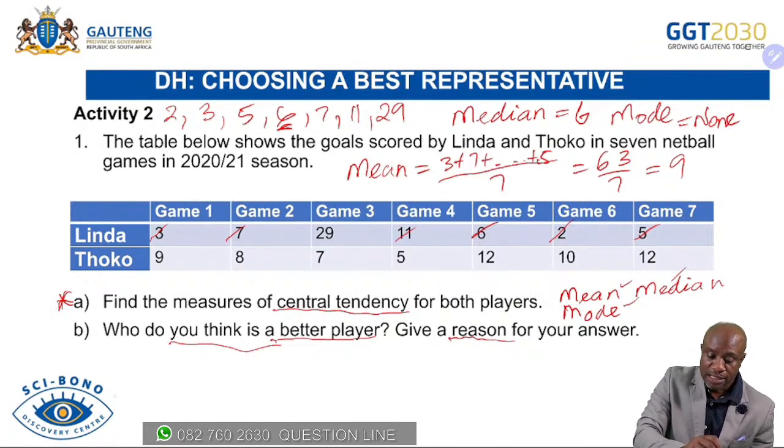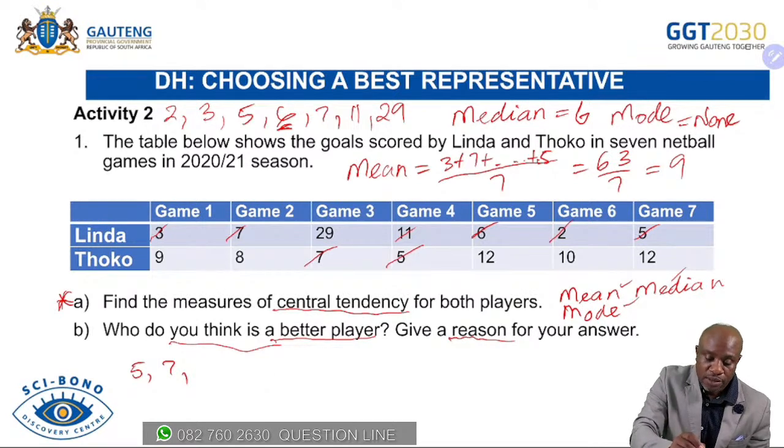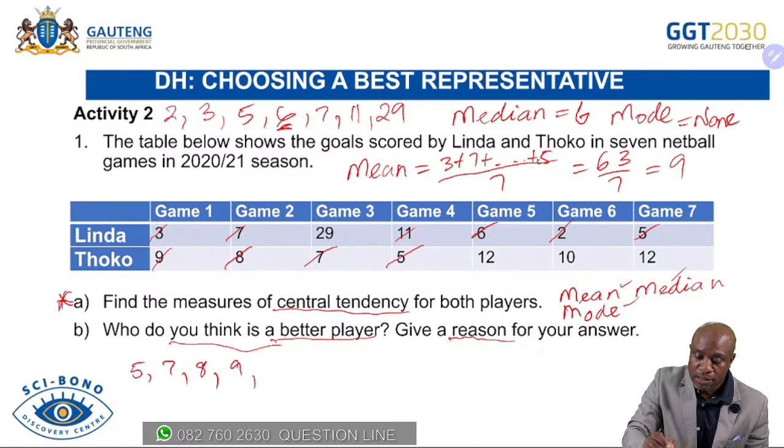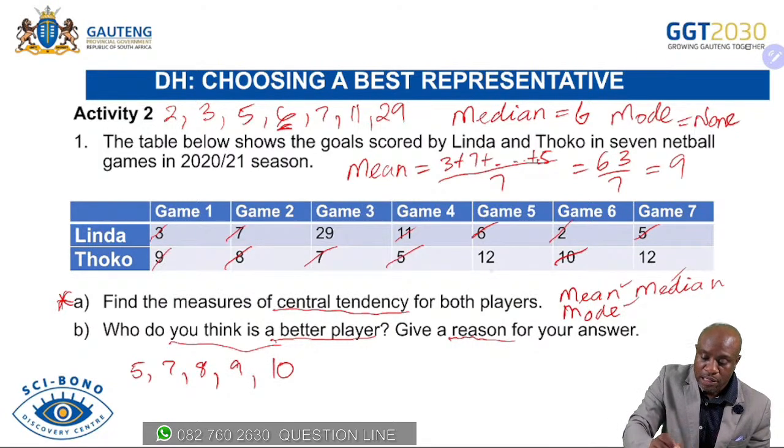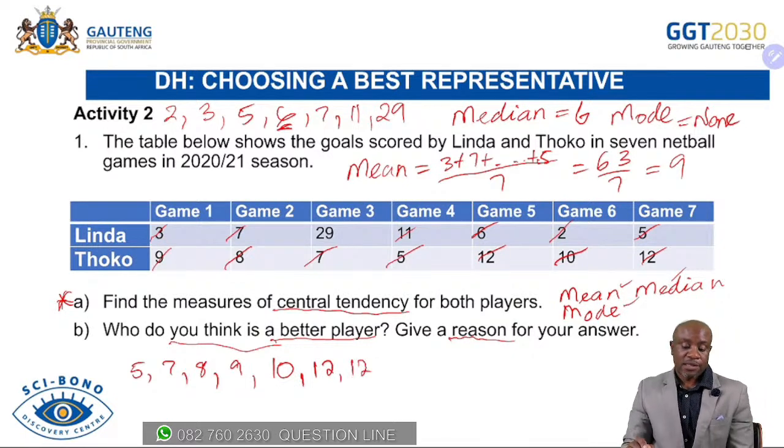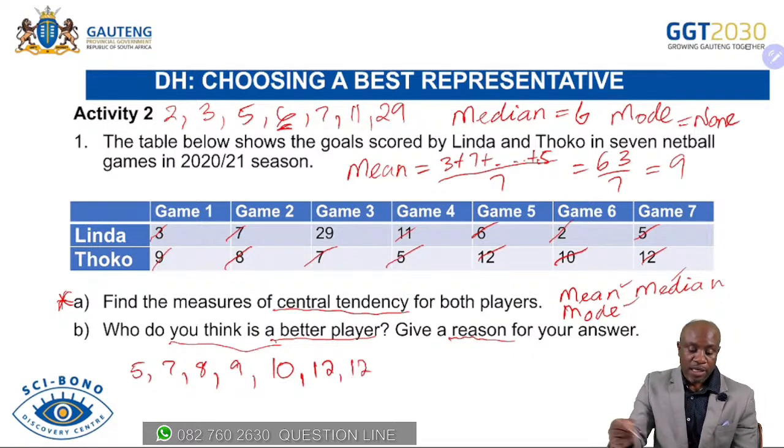Let's look at the other player, who is Togo. I'll write Togo's stats at the bottom here, and I'll start with the median. The smallest number that I see for Togo is 5. The next number I see that is smaller is a 7. As I write down the number, I cross it out so that I don't make a mistake. 8, and then the next one is a 9. Then the next one is a 10. And the last 2 numbers are 12 and 12. So that's Togo's scores in ascending order.